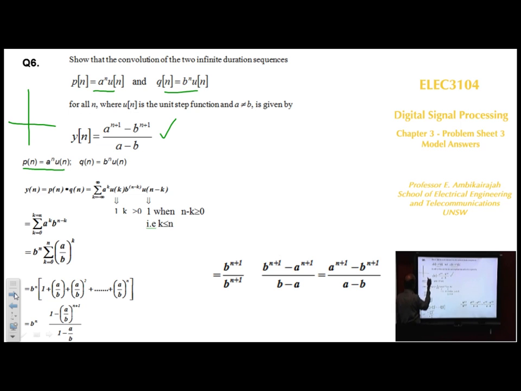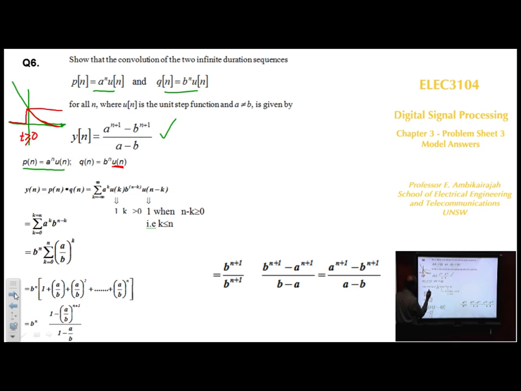a to the n, assuming a is less than 1, will look like that. And by having u[n], you are making the signal exist only when n is greater than or equal to 0. So you are making the signal only that part. The negative part is not there. Similarly, here is the same thing. You multiply by u[n] to make the signal causal.